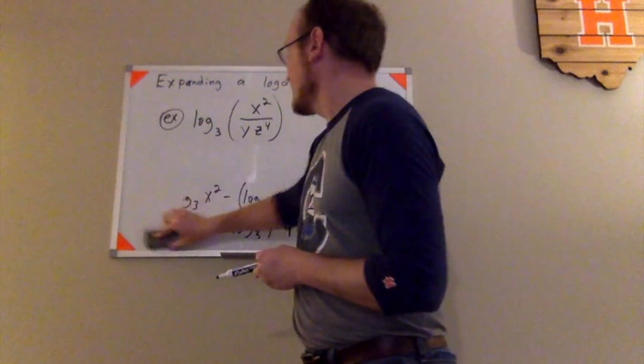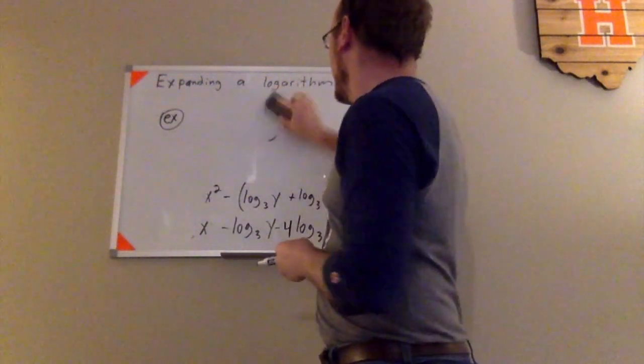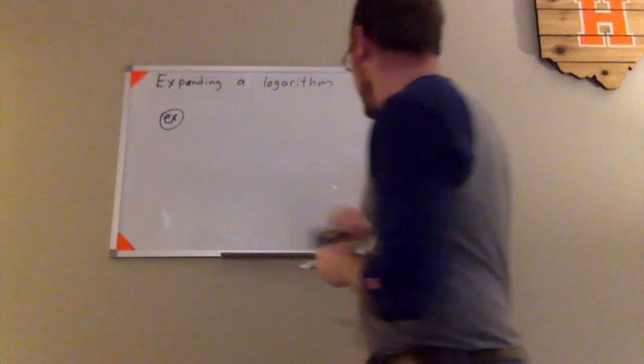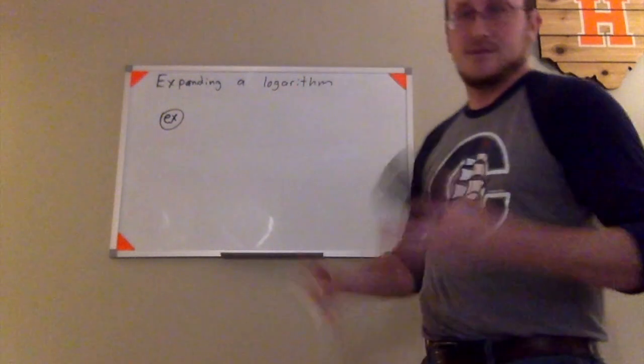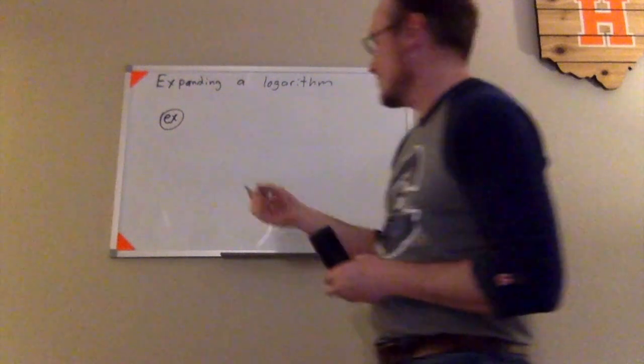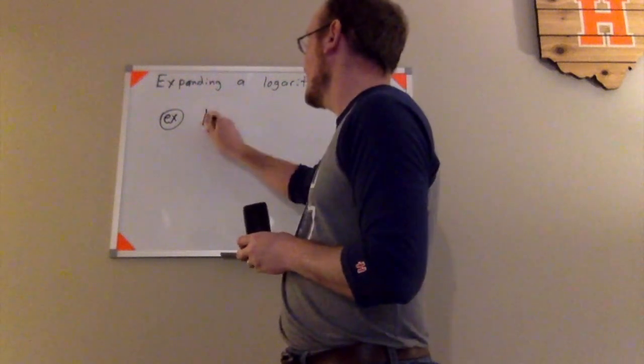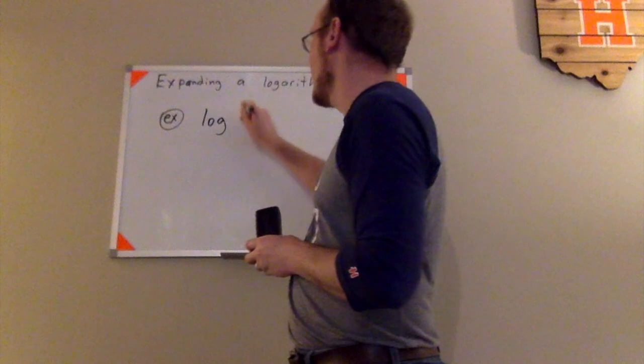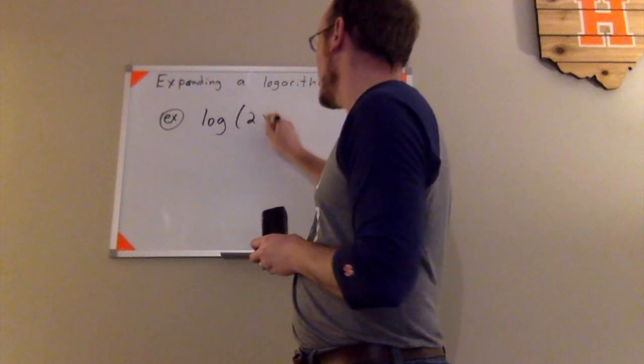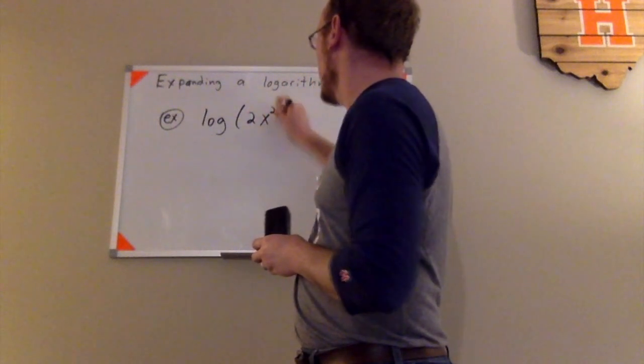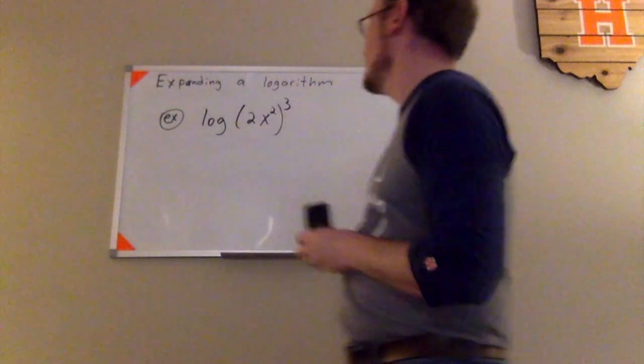Let me show one last example on this video to make a recommendation of some things that, again, you don't have to do, but this is how I would approach the problem. Keep it a little bit simpler. Let's just say I had the common log of 2x squared, cubed, like that.